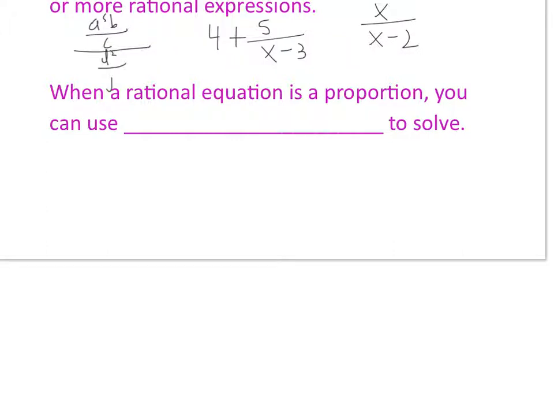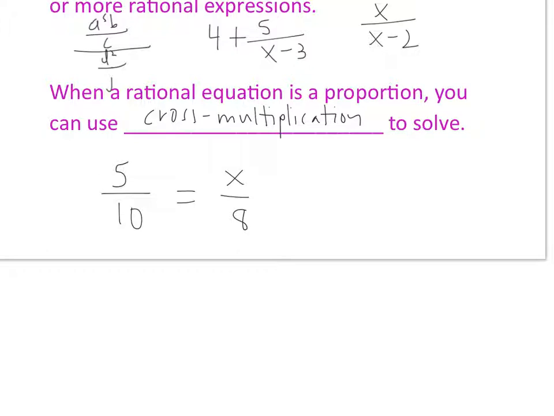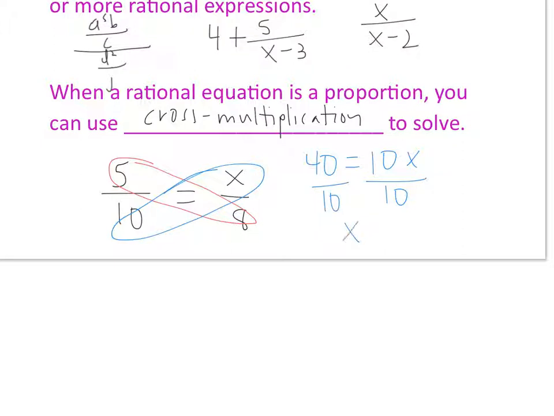When a rational equation is a proportion, you can use cross multiplication to solve. For example, 5 over 10 equals x over 8. This is a simple fraction equal to a fraction that we could use cross multiplication on, but the same applies for a rational equation. So what we would do here is take 5 times 8, set that equal to 10 times x. So 5 times 8 is 40, and 10 times x is 10x, divide by 10, so obviously here x equals 4. So an example of cross multiplication.